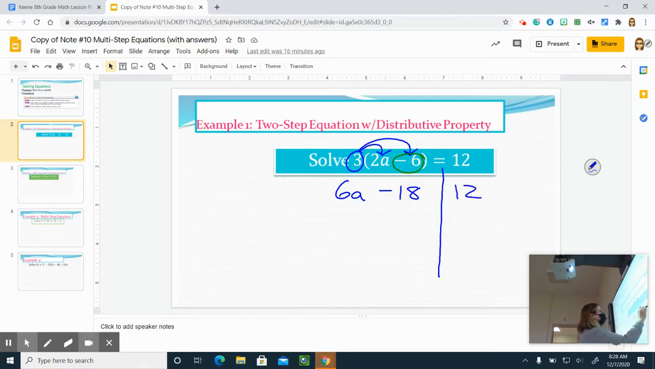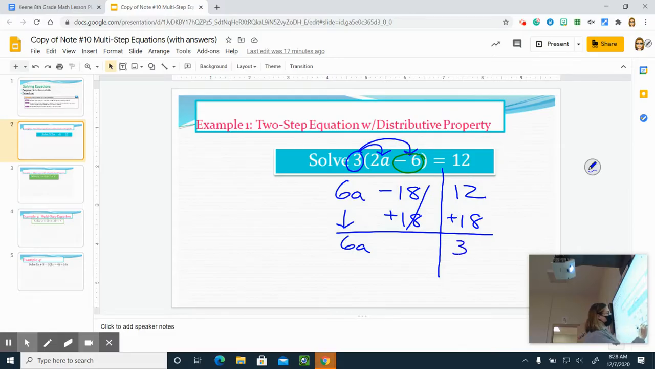All right, now this is a two-step problem. So you're going to eliminate your constant first by adding 18 to both sides of the equation. Bring down the 6a, haven't done anything with it. Eliminate, because -18 plus 18 is 0, and then 12 plus 18 is 30. Okay, so we've done our add or subtract to eliminate the constant.